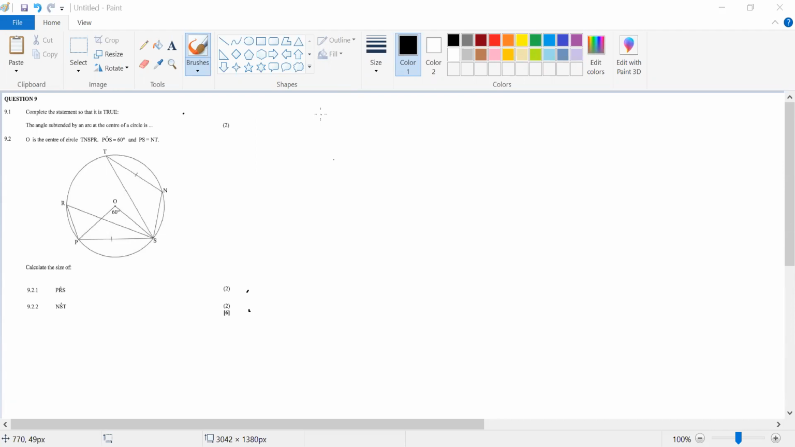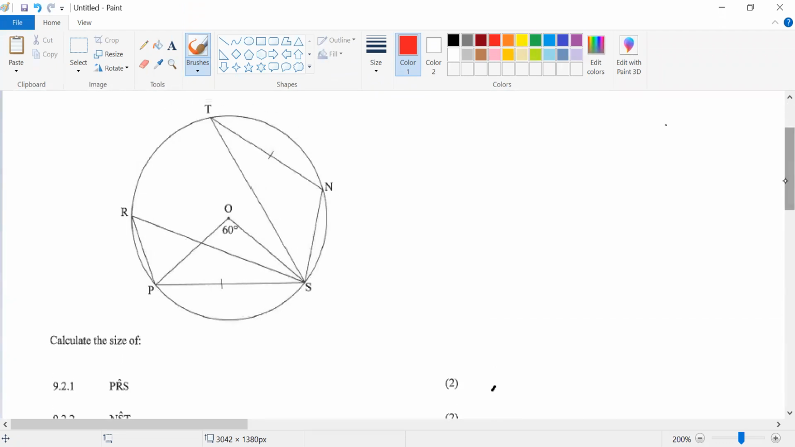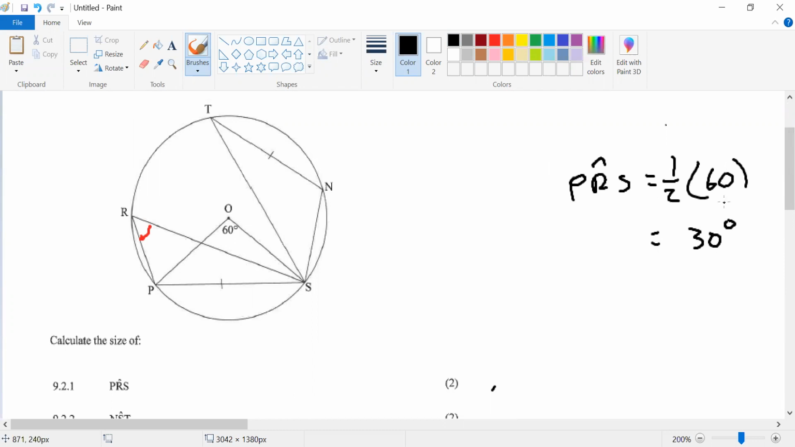Because we already know that we're working with angle at center is equal to twice the angle at circumference, let us see if we can apply that in this question. Off the bat, we can see they're asking us to calculate this angle right there. This is just a straightforward angle at center problem because we have the angle at center, which is 60. So the angle at the circumference, which is angle PRS, is equal to half the angle at center. So it's going to be half of 60, and that's going to equal 30 degrees.